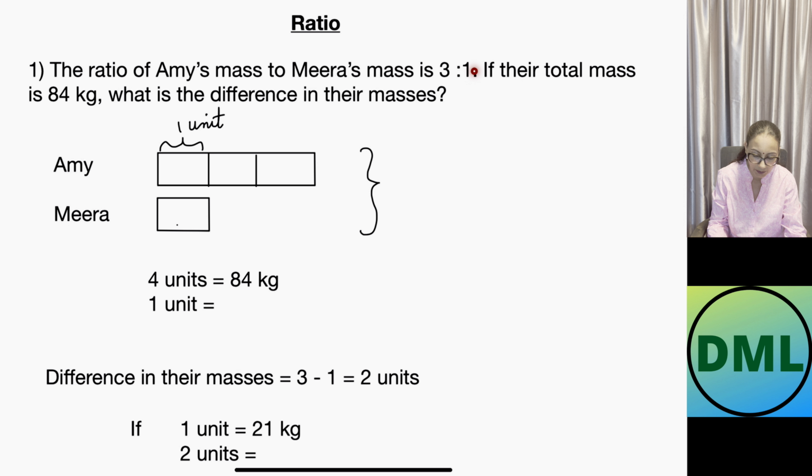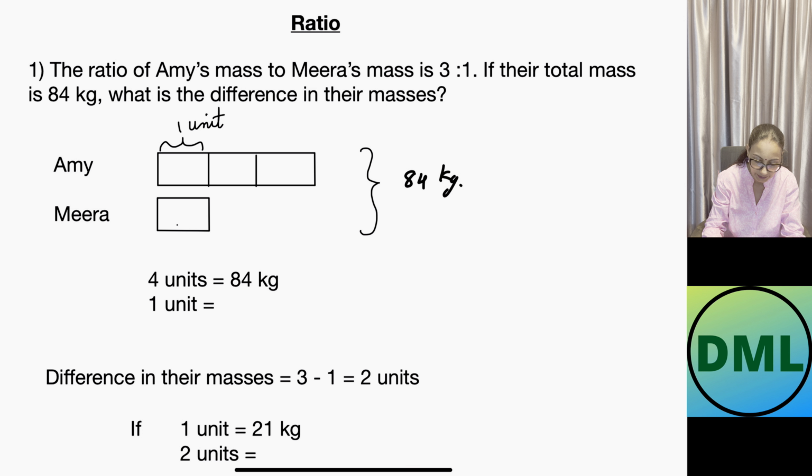If this is showing 1 unit, we are going to draw one box. This is 3 units, so we are going to draw 3 boxes for that. This is the ratio, so I have to multiply this with some number to get my answer. Let's calculate that. Mira has 1 box and Amy has 3 boxes. This is considered as Mira has 1 unit and Amy has 3 units. If their total mass is 84 kgs, that means this total is 84 kgs.